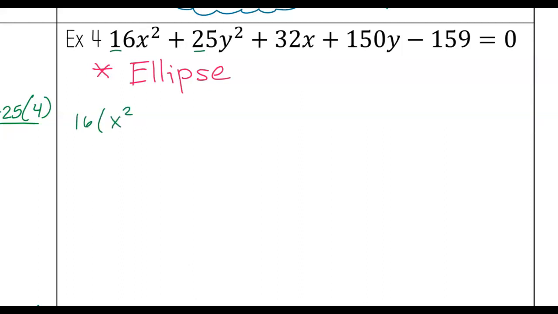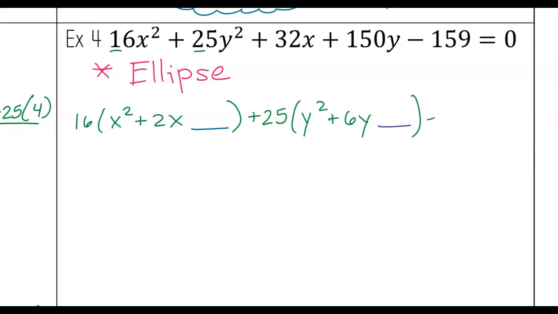Now, I divide 16 off of 16x squared, and I'm left with x squared. I divide 16 out of 32x, and I'm just left with 2x. And I leave a space to complete my square. Same thing for the y's, but I'm pulling off a 25 instead. And I'm left with y squared plus 6y. And I leave a space to complete my square. So equal to, I add that 159 over, and I have a space and a space.